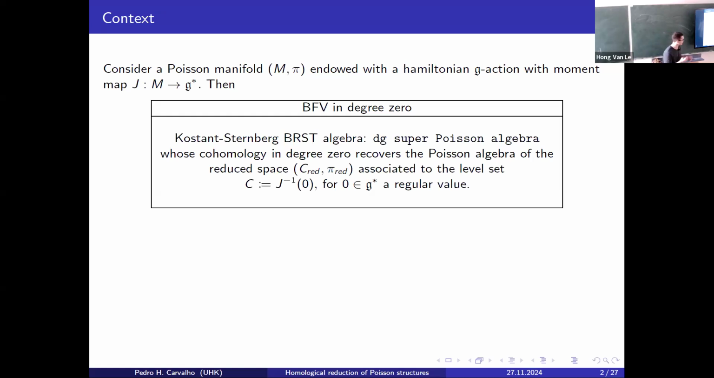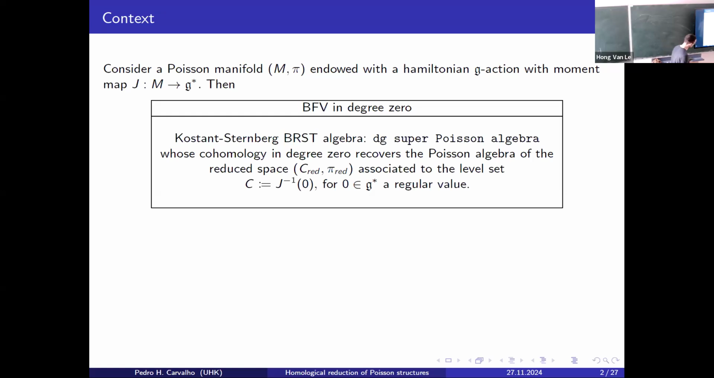you can see as some kind of algebraic techniques that you apply to this reduction data. It constructs for you a certain algebraic object that knows about the algebra of functions of the reduced space. So somehow it is an algebraic version of the reduction. Okay, so you replace somehow the reduced Poisson manifold by this differential graded Poisson algebra.